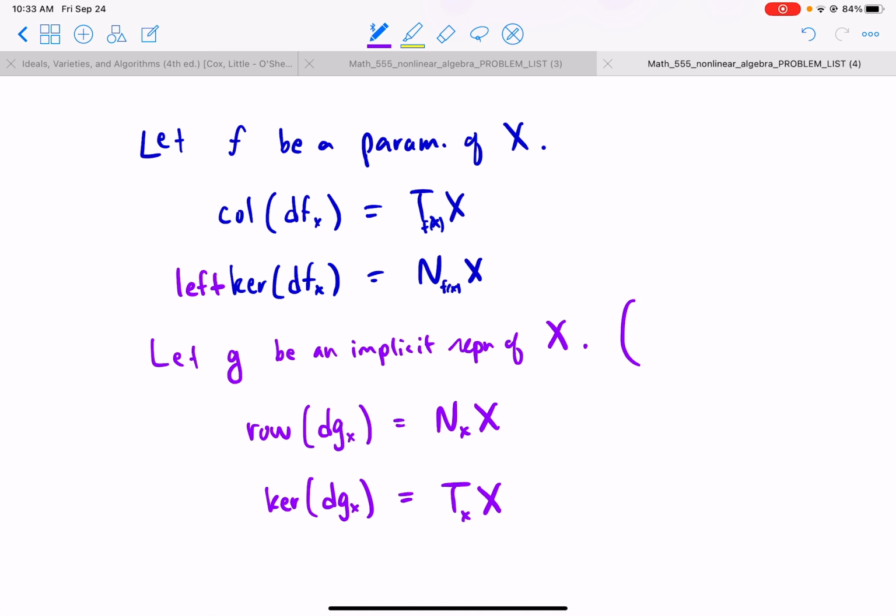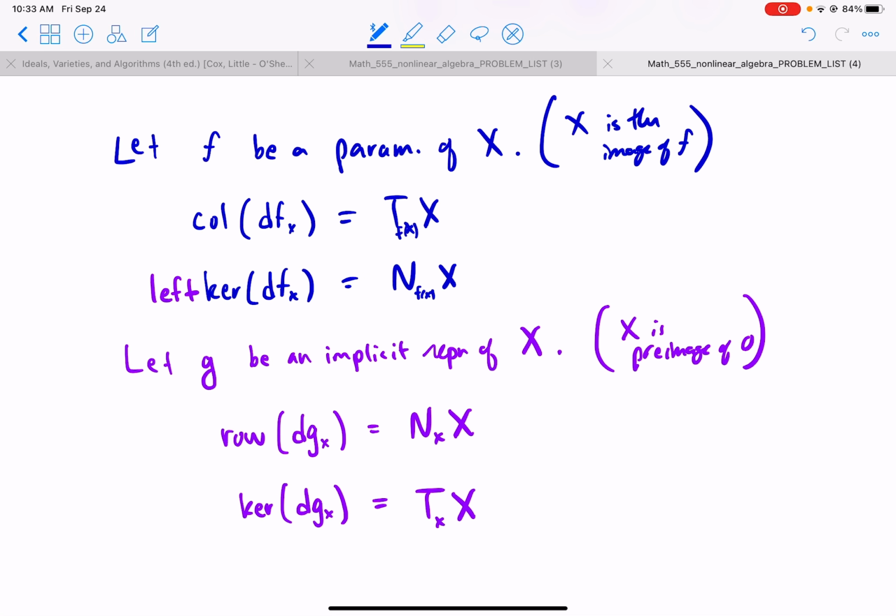Okay, so here we have x is the preimage of 0, and here x is the image of f. Let's stare at that for a moment. You see how these two fundamental ways of representing an object just sort of flip things.